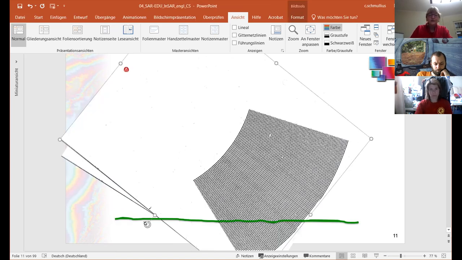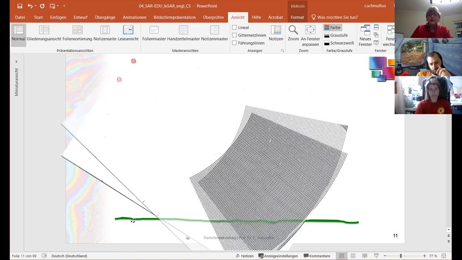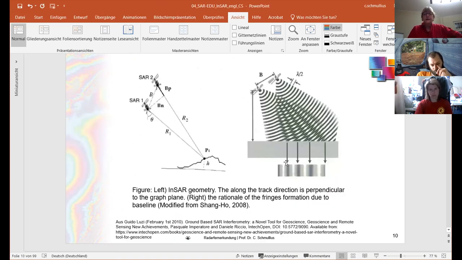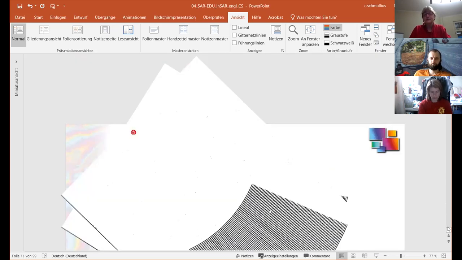Now, the second concept, really basic geometry. I'm going to go back to this one. If you have the geometry, the incidence angle, the height, you can actually calculate what would be the theoretical fringe pattern if you have a flat Earth. You see that the more you go into far range, this fringe pattern extends just because of the geometry. So the difference between the fringes gets bigger and bigger when you go to far range, if you have a flat Earth. Okay, so now what happens if you do not have a flat Earth?